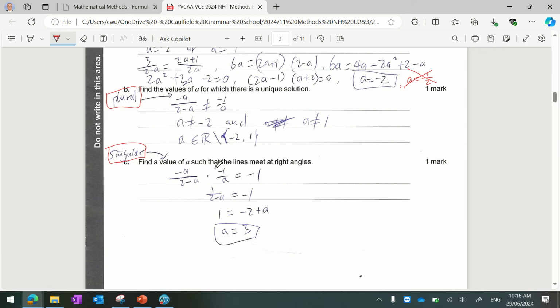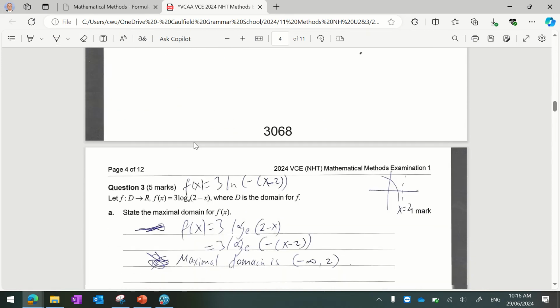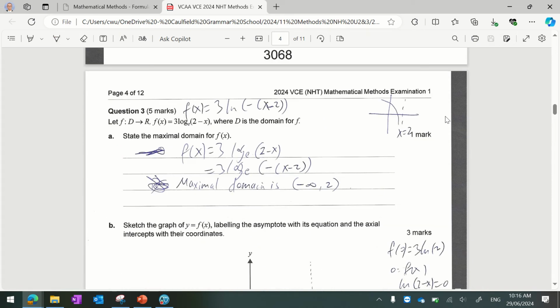Okay, so here we need the lines to meet at a right angle. You are supposed to know that if two lines are meeting at a right angle, the two gradients multiply to give -1, which is what I did here. I take the two gradients of the two lines, multiply to give -1, and then there should be only one answer. Okay, moving on.